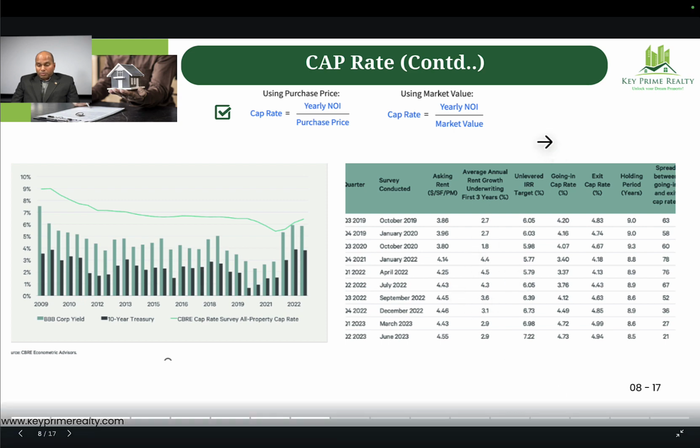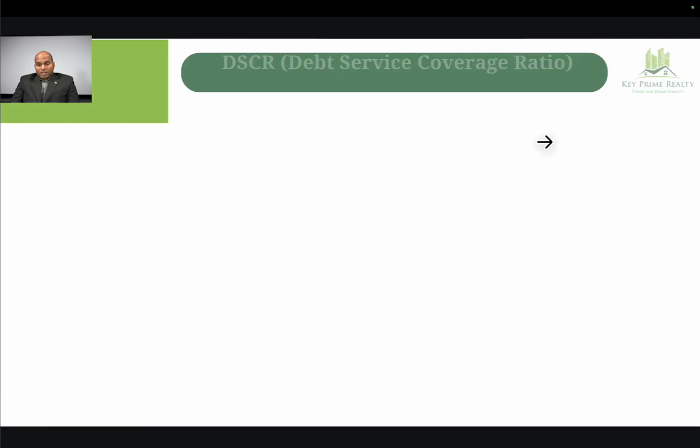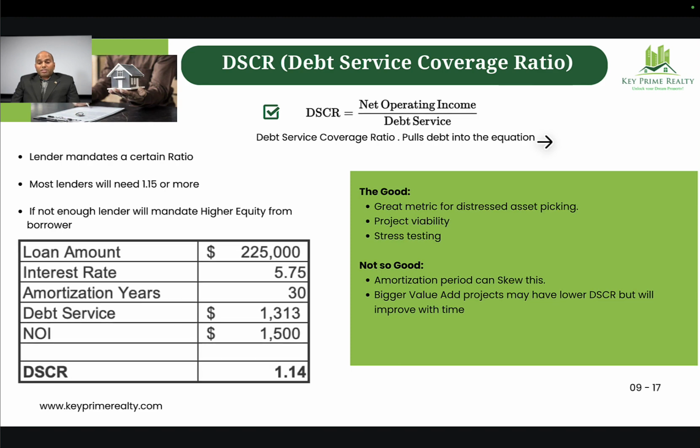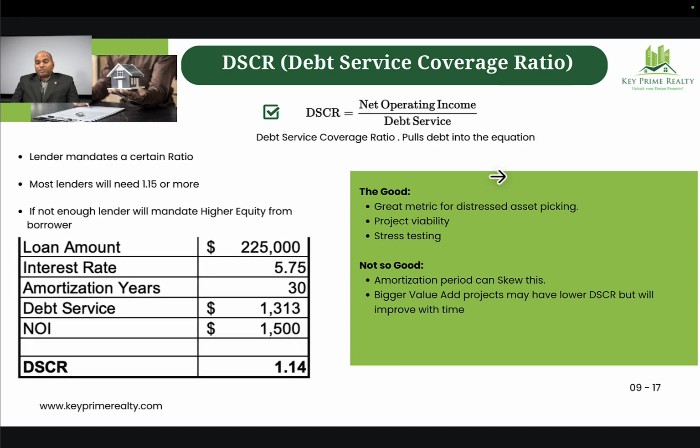Okay, let's move to the next metric. Debt service coverage ratio, this is an important one. I think unless you are purchasing your real estate deal with all your own cash, not leveraging any money, this metric probably doesn't matter to you. But yeah, most operators tend to go for debt. So debt service coverage ratio is an important metric. You've got to evaluate this deal.